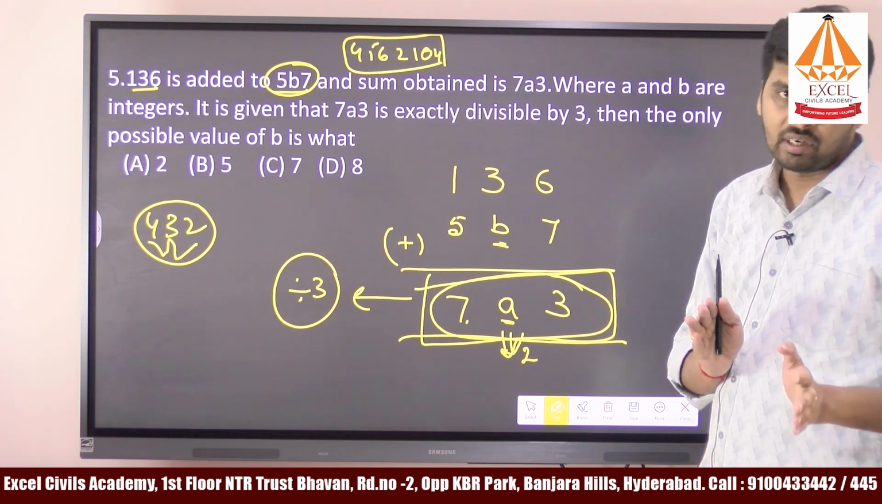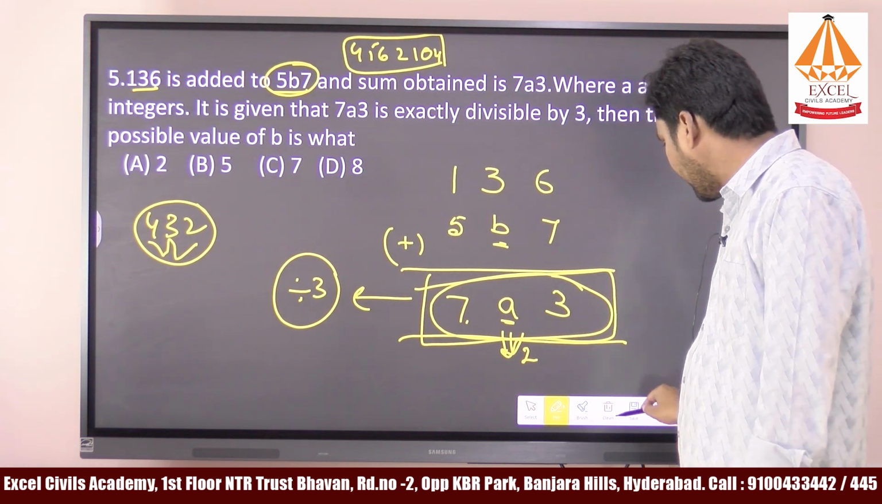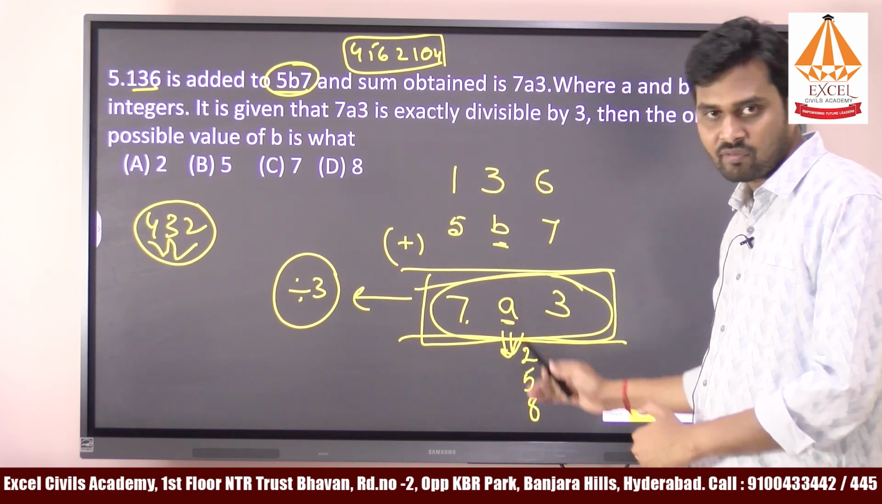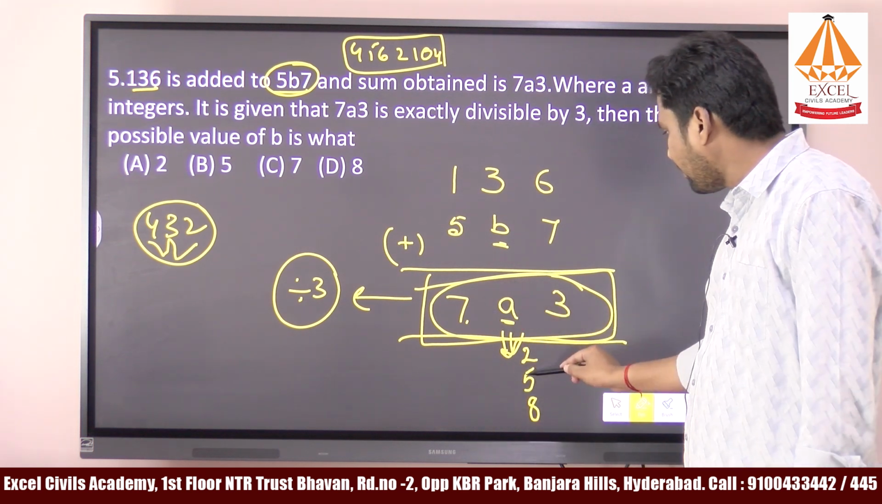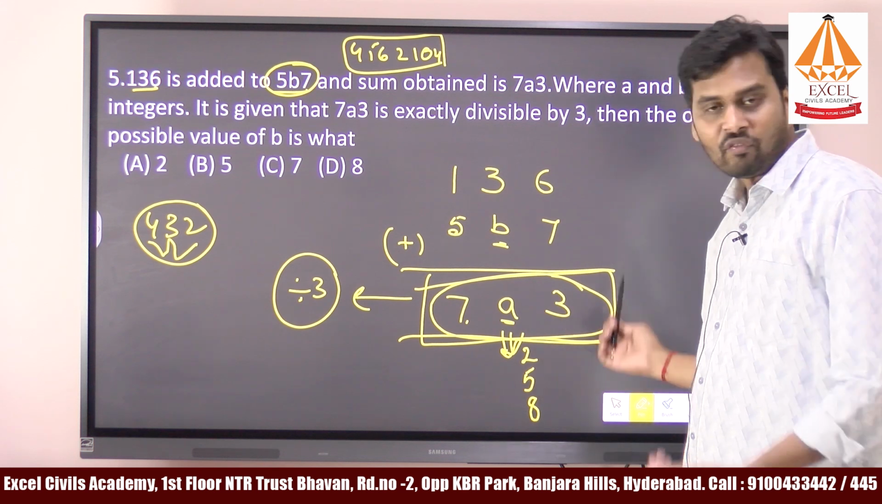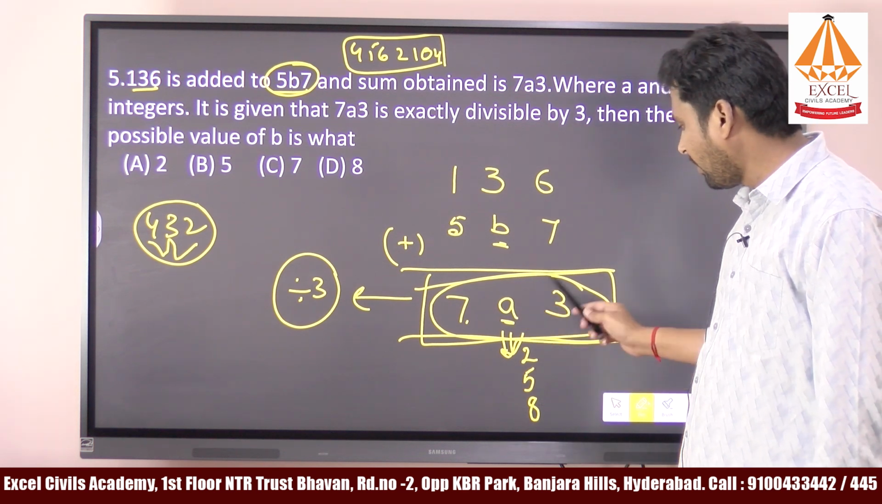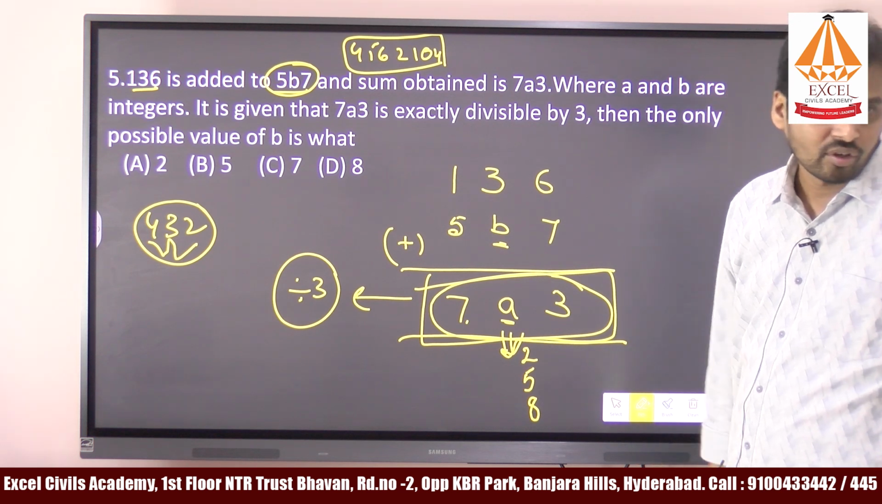But 2 is not the only number. Since it is the divisibility rule of 3, we can take values with a difference of 3. See, 7 plus 5 is 12, 12 plus 3 is 15, 15 is divisible by 3. 7 plus 8 is 15, 15 plus 3 is what? 18. It is also divisible by 3.